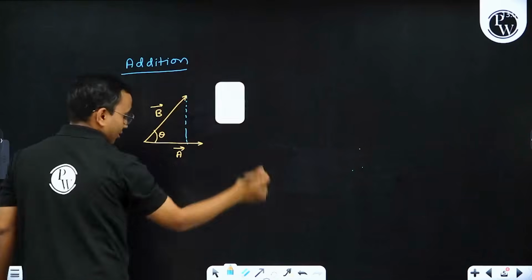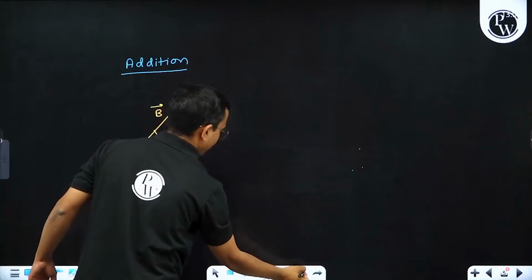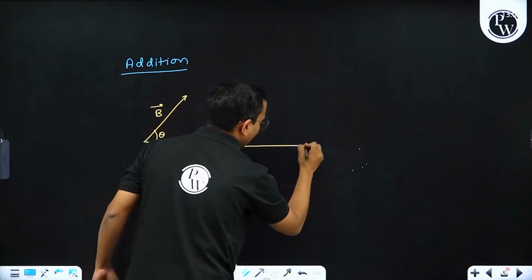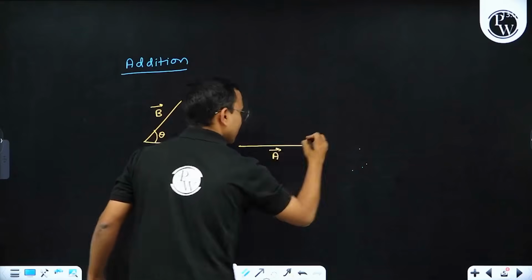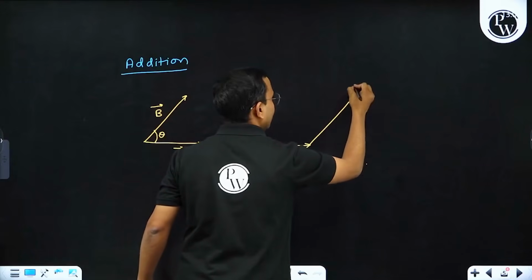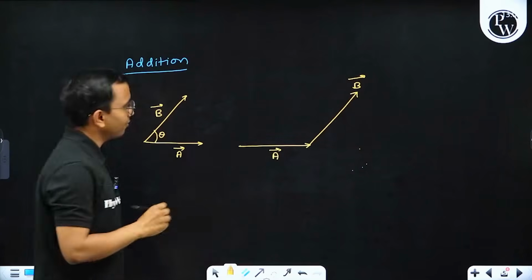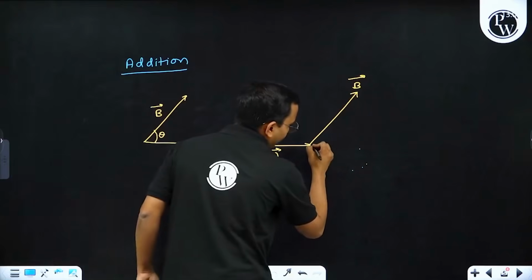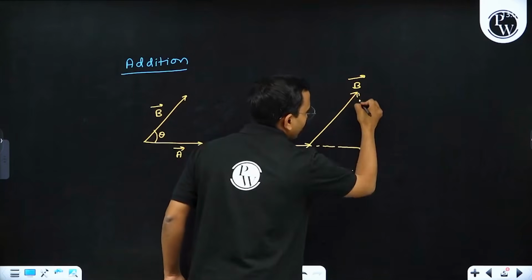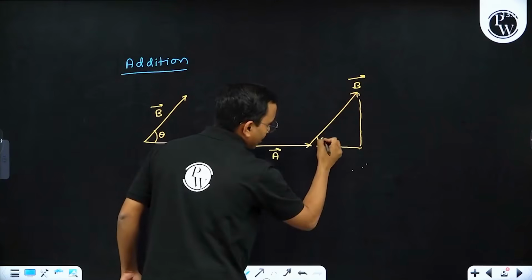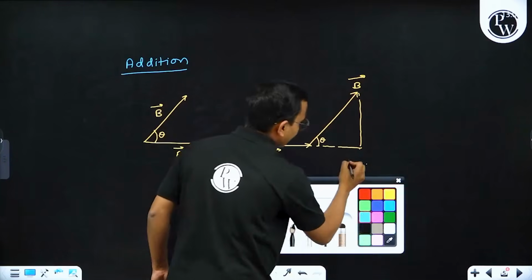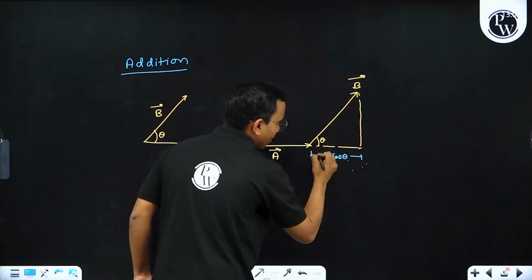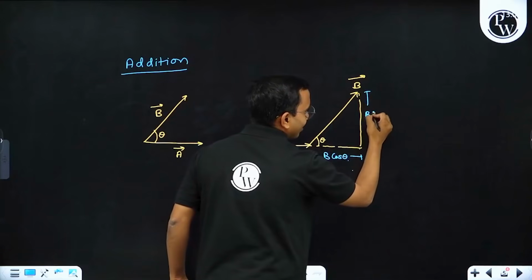Let me first properly write it. This is my A, this is my B. I'm using the triangular law of vector addition first, then I'll come to the parallelogram law also. This is the angle theta. I'll say this is my B cos theta length, this is my B sin theta length.